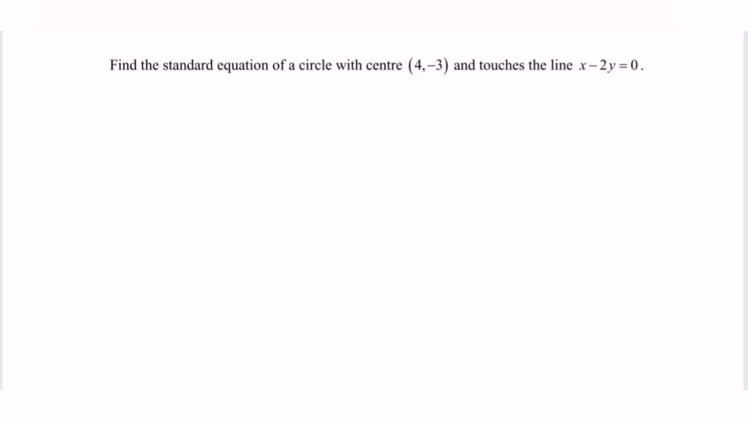In this video, I'm going to discuss the example for circle. Find the standard equation of a circle with the center where we have the coordinate (4, -3) and the circle touches the line x minus 2y equals 0. So kindly illustrate the situation in diagram form.